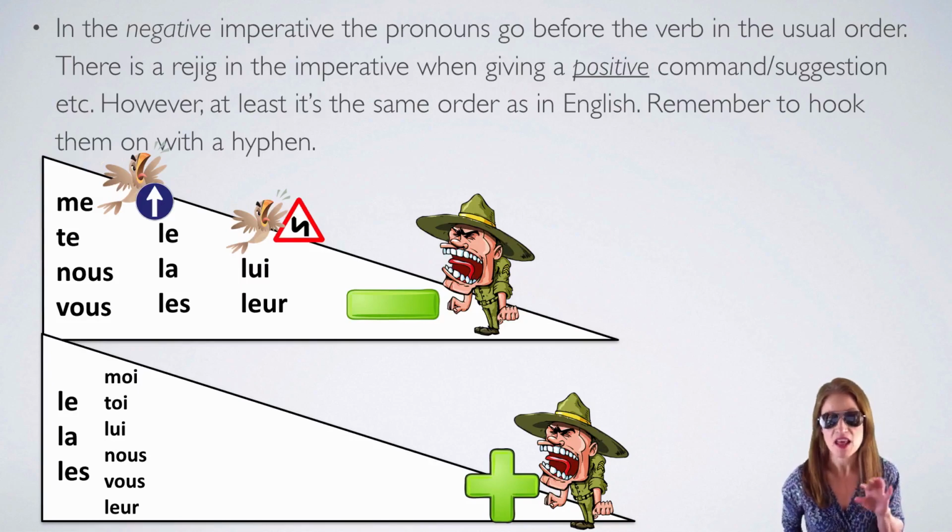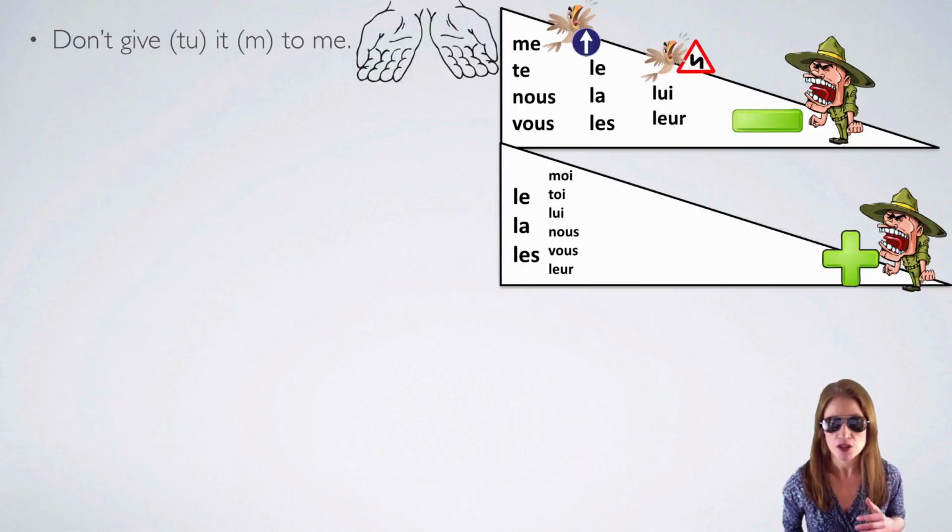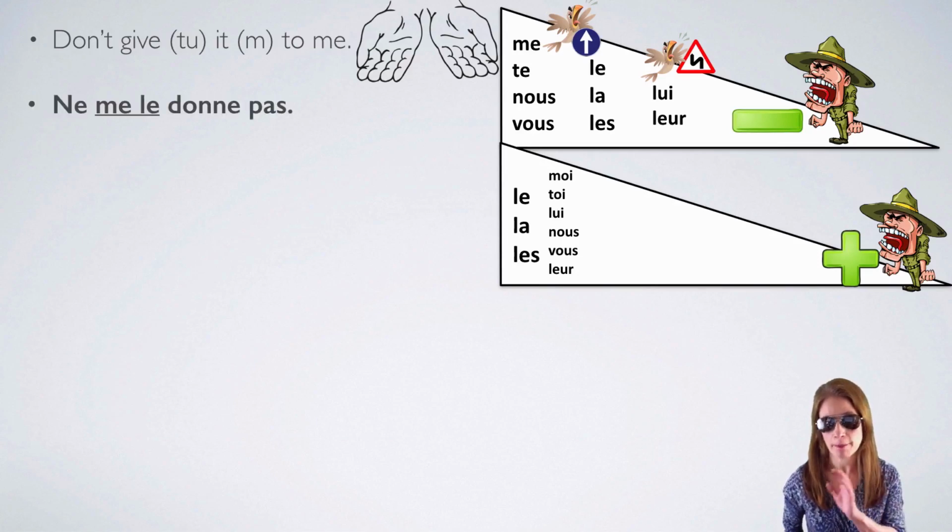Not forgetting that me becomes moi and te becomes toi. The rest stay the same. Let's have a practice. So, don't give it to me. Negative command. Look at the negative triangle. Ne me le donne pas. Me comes before the le in our triangle.